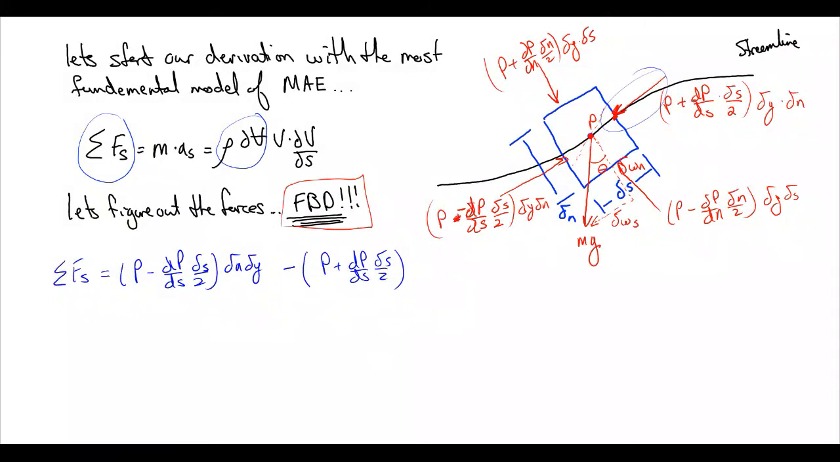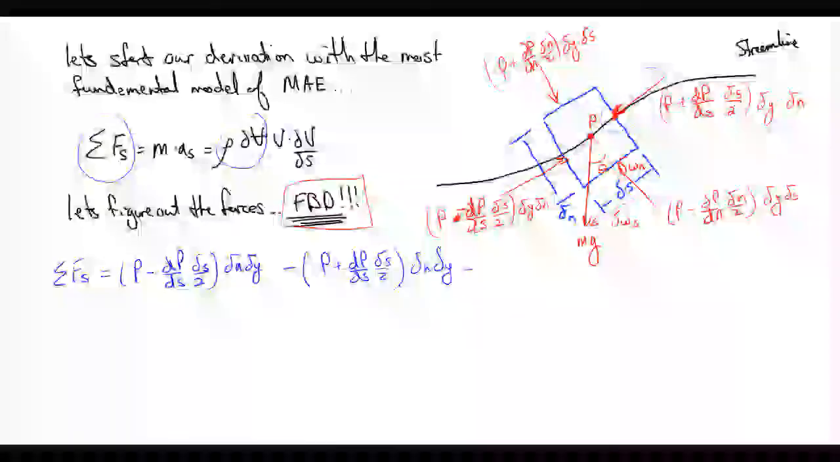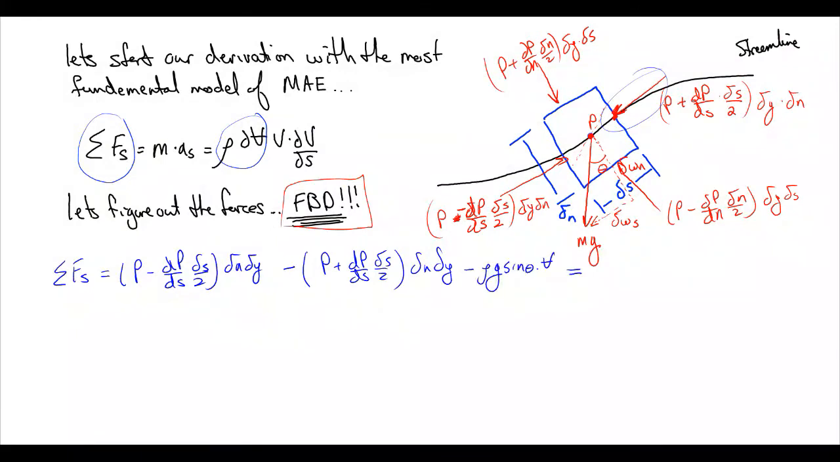And then we're going to subtract our mass here. Our differential weight in the streamwise direction, which is rho g sine theta times our mass, which is rho times our volume. So we'll just say our differential volume for now. And this is all going to be equal to our rho times our differential volume.